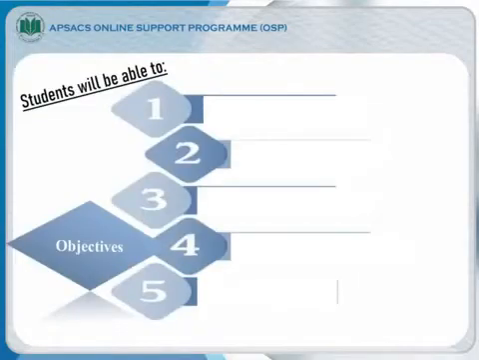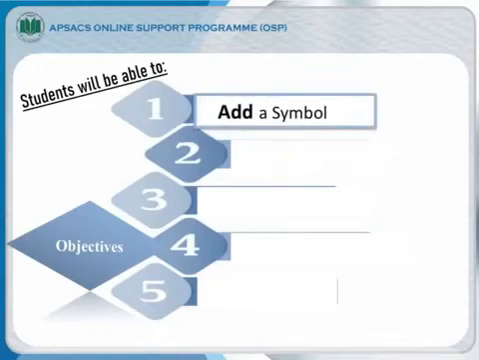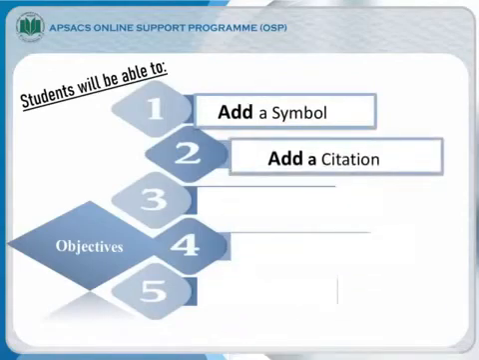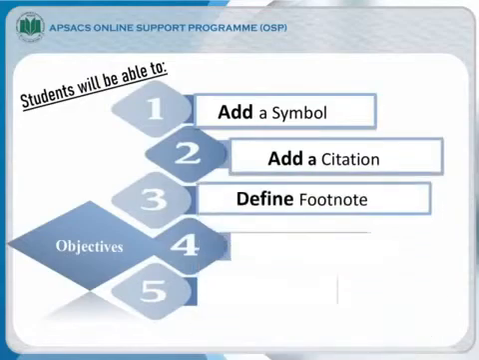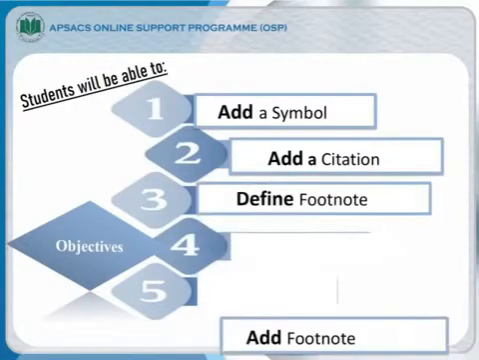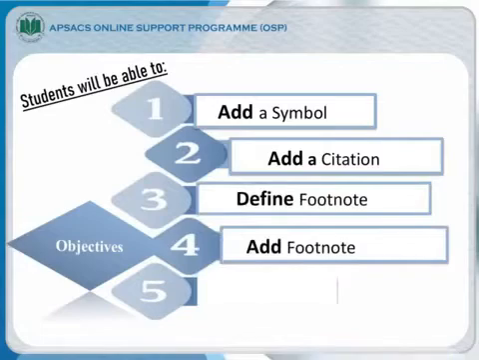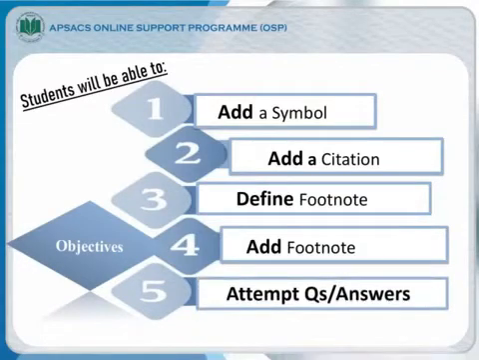The learning objective will allow students to demonstrate specific knowledge. So the objectives for today's lesson are that in this lesson, students will be able to add a symbol in an MS Word document. They will also be able to add a citation, and then they will define what a footnote is and how to insert a footnote in an MS Word document. At the end of the task, they will be able to answer the given questions.